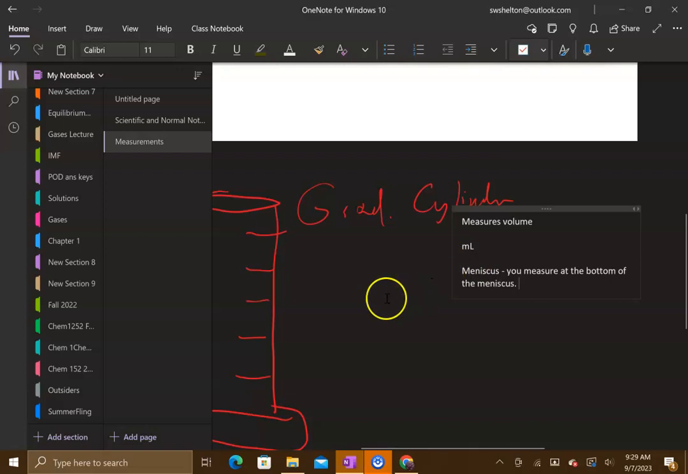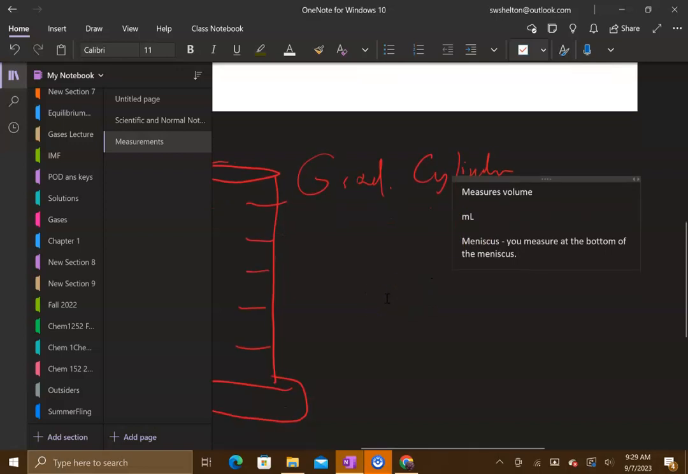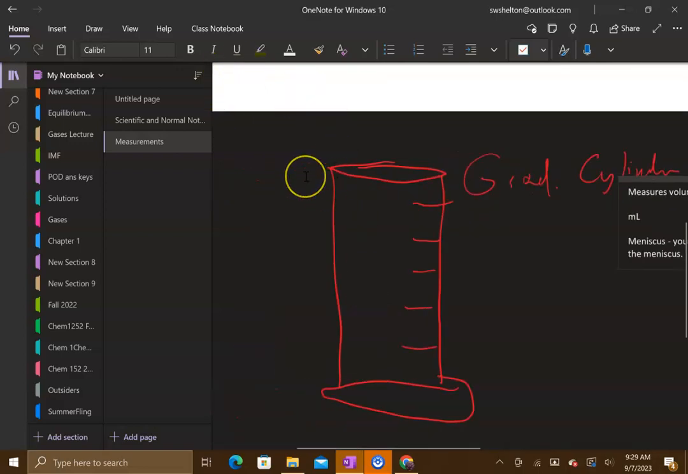All right. So again, the meniscus is going to be found inside, and it's going to be a slight curve. The smaller graduated cylinders, you can easily see this curve, but with larger graduated cylinders, it's spread out because the surface area is larger, but still you measure at the bottom of the meniscus, and that's true for everything.